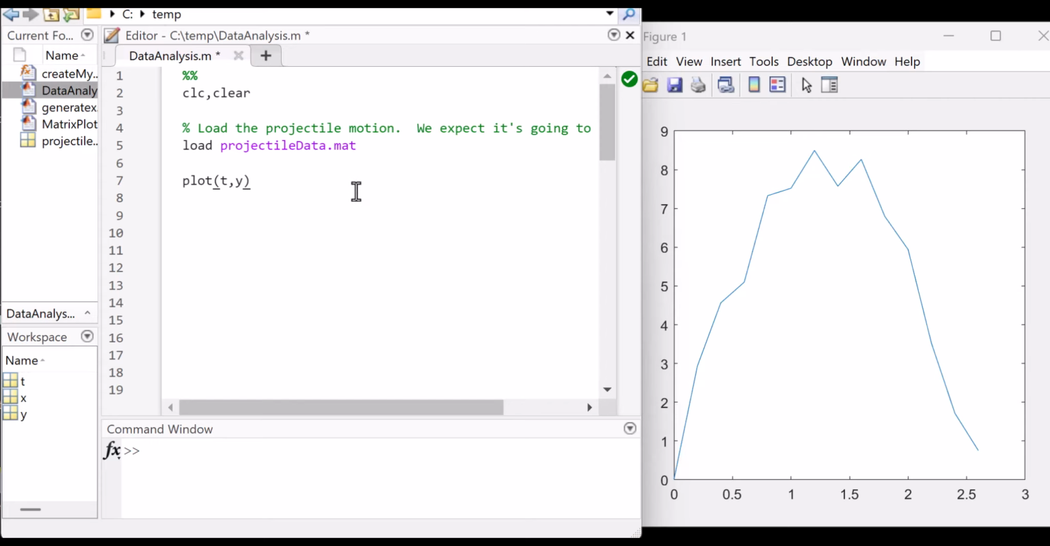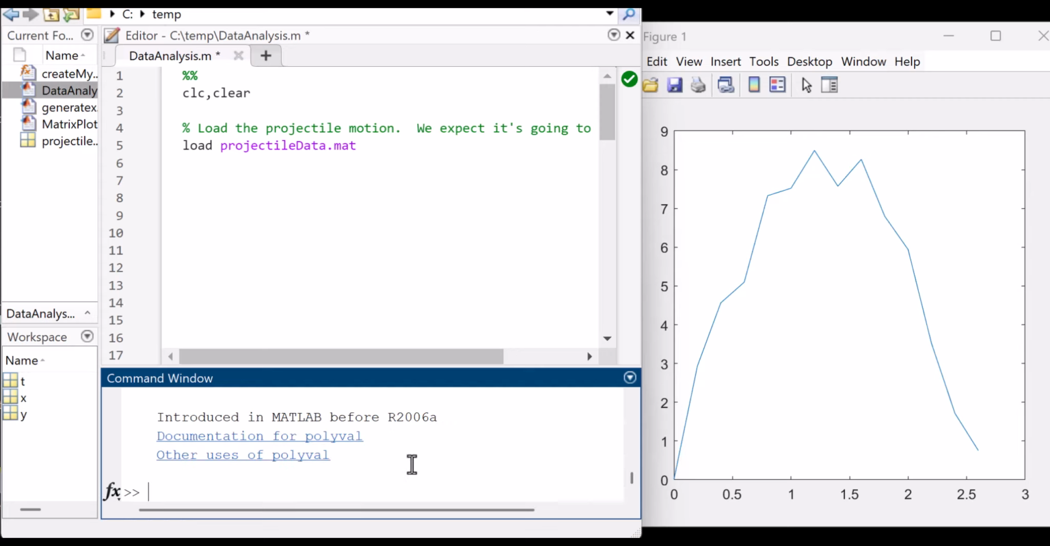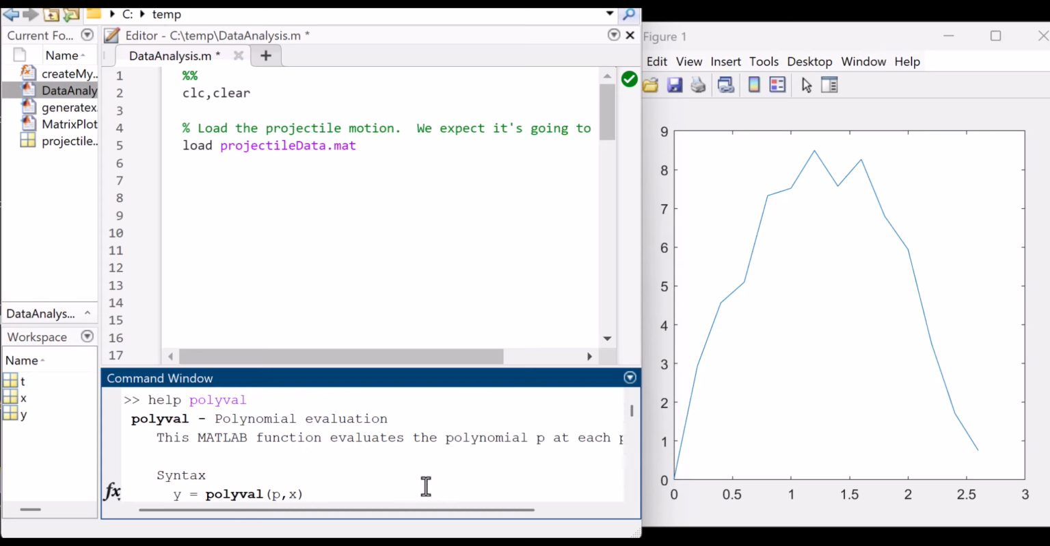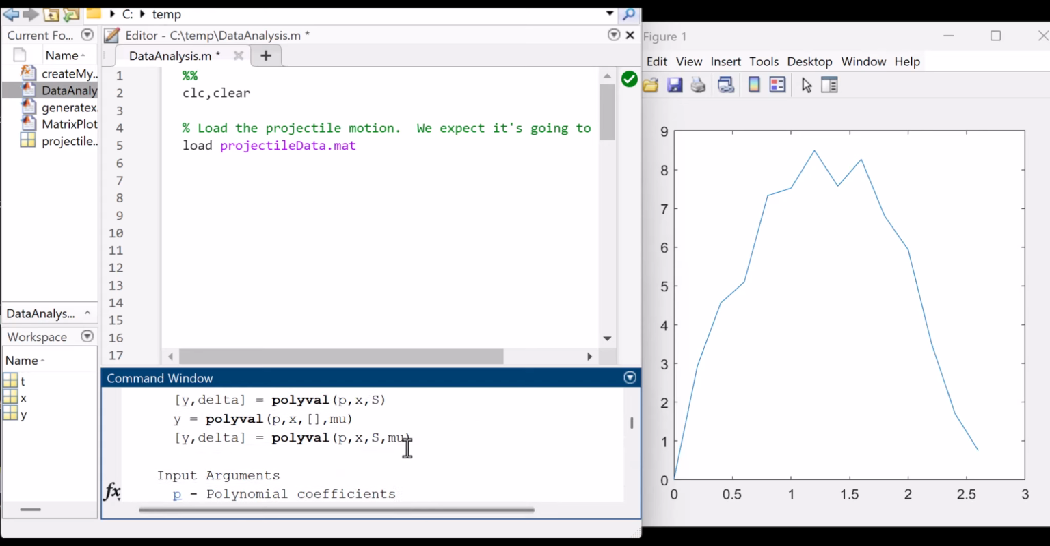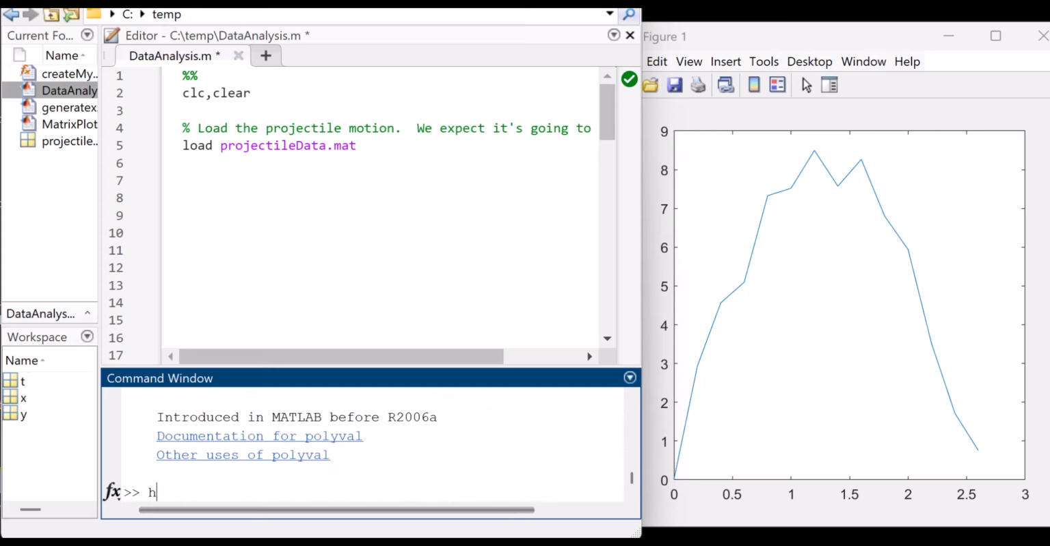Okay, so we know it should look like a parabola. What we're going to do is something called polyval. Polyval evaluates the polynomial. I'm using them in the wrong order. Before you polyval, you have to polyfit. Help polyfit.